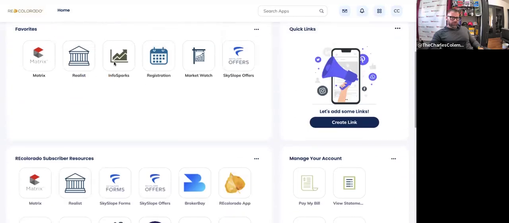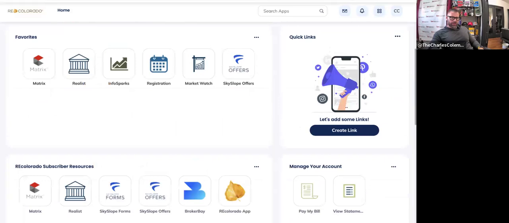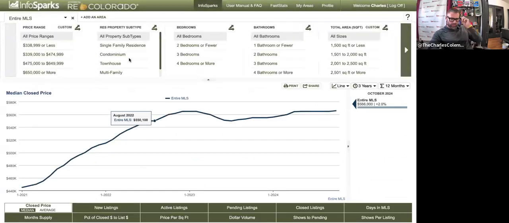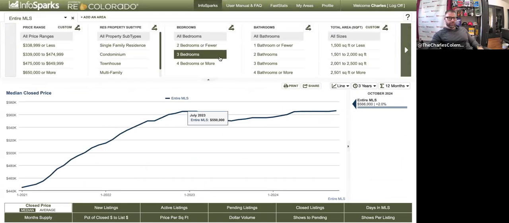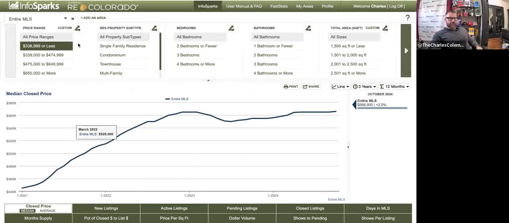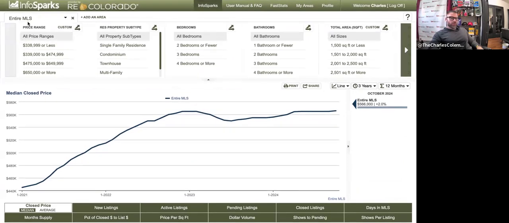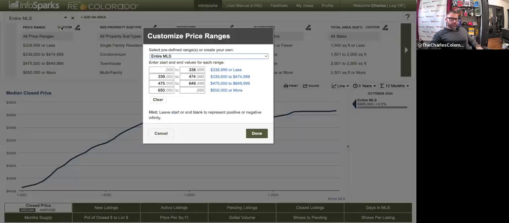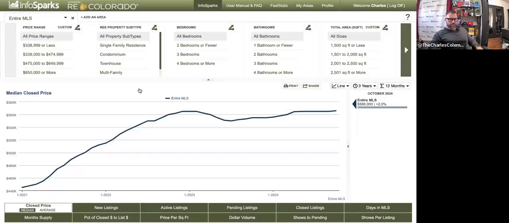And so we're going to touch InfoSparks right here, and it's going to bring us to a screen that looks very, very similar to this. And it's kind of interesting, right? As we're looking through InfoSparks, we have your price range. So you can actually say all price ranges or different dollars. You could also go through and customize it if you want to. Like you could go add, clear, you can do a bunch of different things.